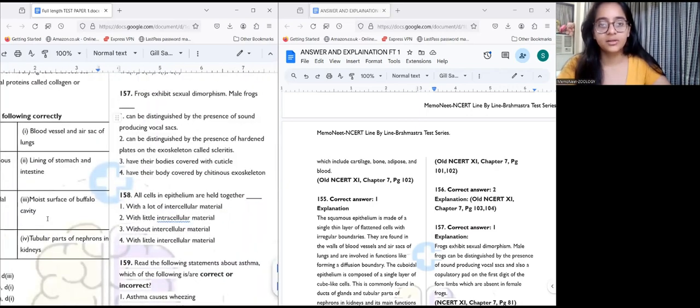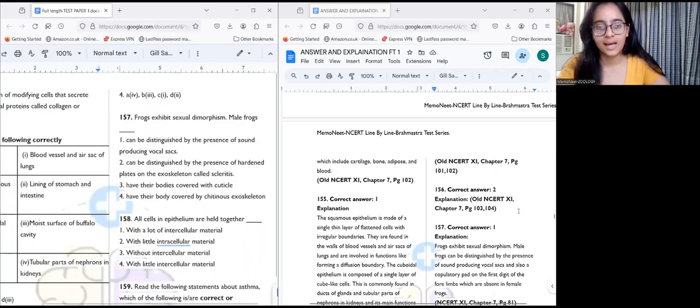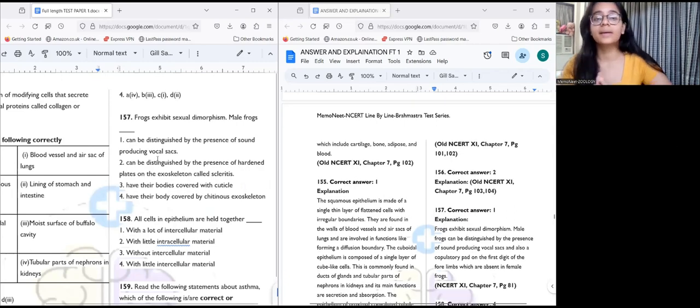For 157, frogs exhibit sexual dimorphism. Male frogs dash. The answer is option number 1. Male frogs can be distinguished by the presence of sound-producing vocal sacs. This is something we need to remember.